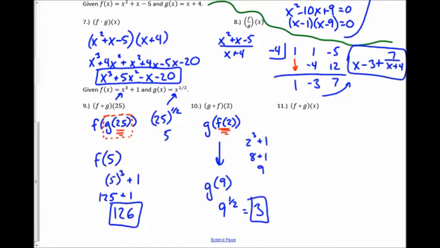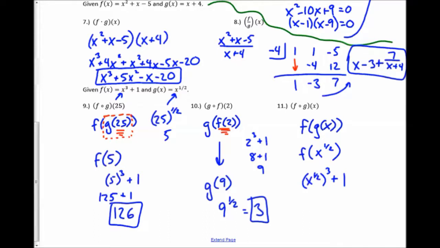All right? In the last one, it's just asking me to do f of g of x. In other words, if I plug an x into the g function, it's just going to be x to the 1/2 power. It's already written that way with an x in it. And now I'm going to plug that into the f of x function. So I'm going to have x to the 3rd power plus 1, but instead of x, I'm plugging in this x to the 1/2 power.